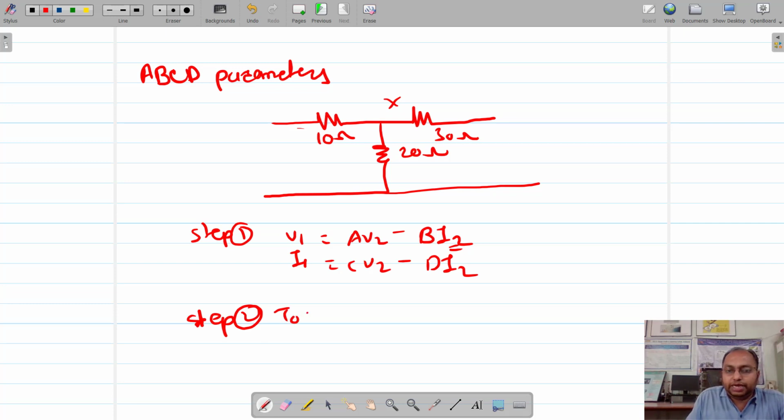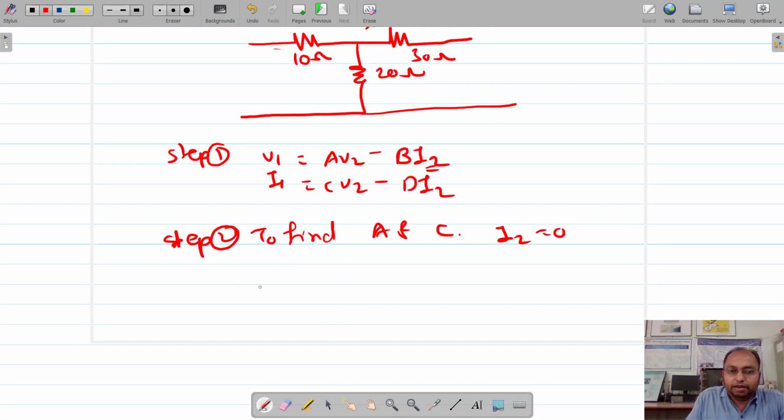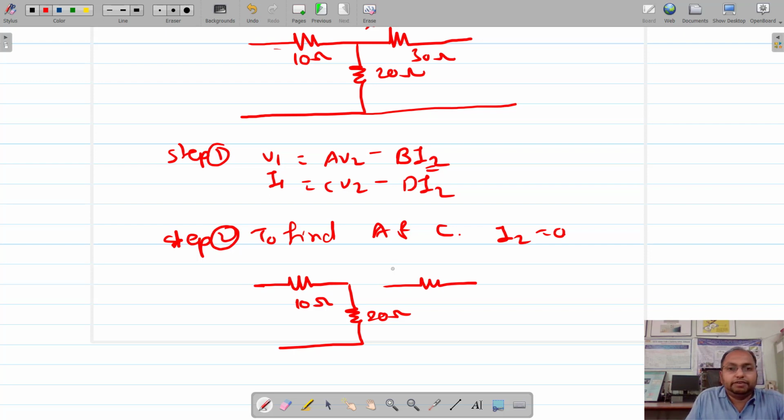To find A and C, set I2 equal to 0. Let us redraw the circuit diagram. The circuit diagram will have this kind of connection only. This will be 10 ohm, then this is 20 ohm, and this will not be connected because it will simply be disconnected from the network.